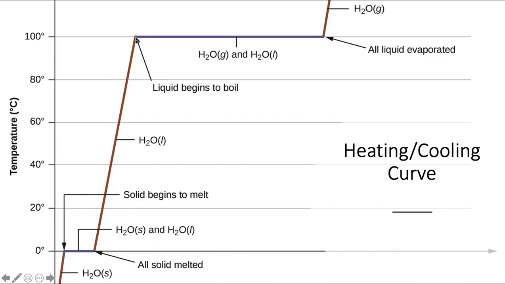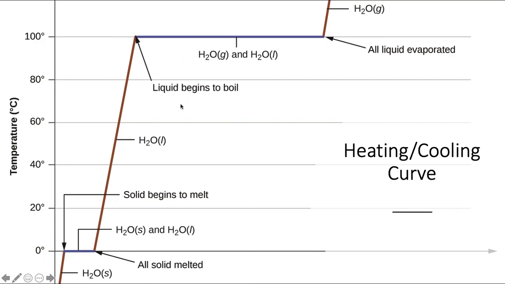Notice that here I have liquid on the left of this straight horizontal line. I have liquid at 100 degrees Celsius. As I keep adding more energy, what's happening on this horizontal line? Notice that the temperature is not changing. That's what the horizontal part means.